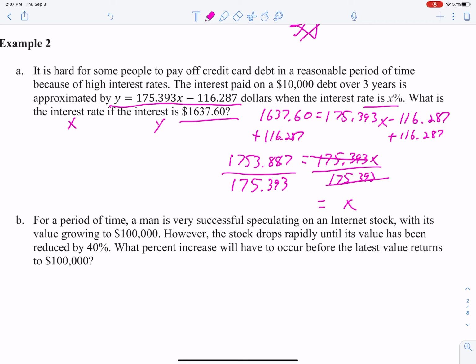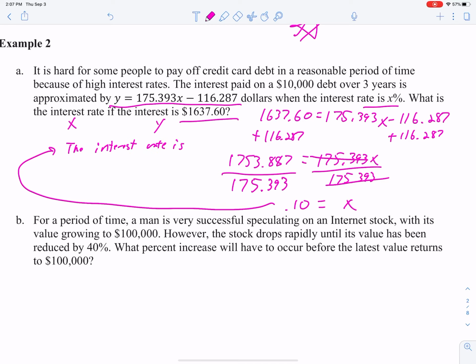All right, if we punch that into our calculator, I think you get like 0.9999 something. That's about 0.10, right? So in other words, off to the side here, we're going to write our answer: the interest rate is about 10%. Okay, and if you put 9.99%, that's also fine, right? We're just approximating here.